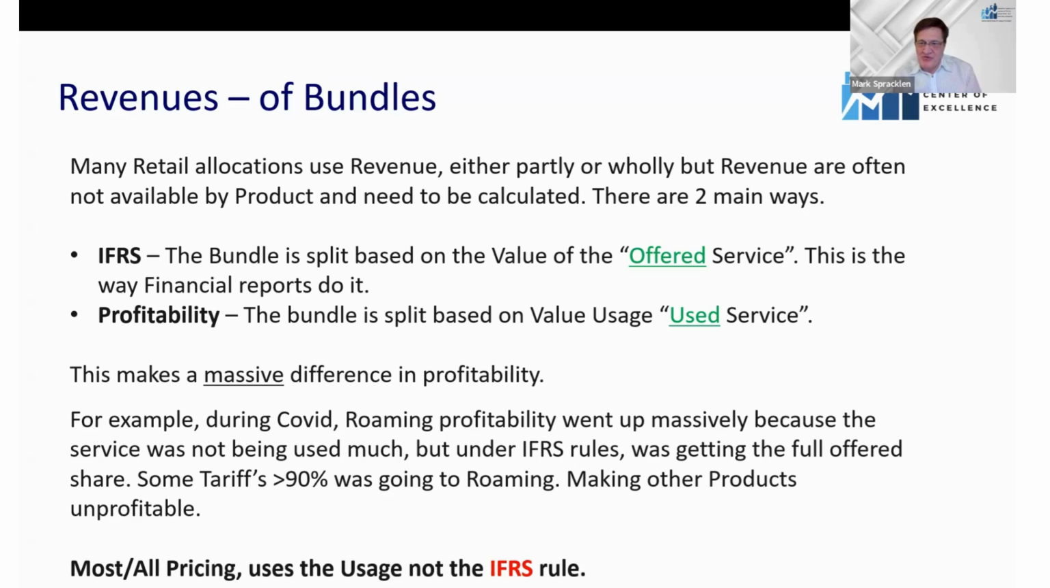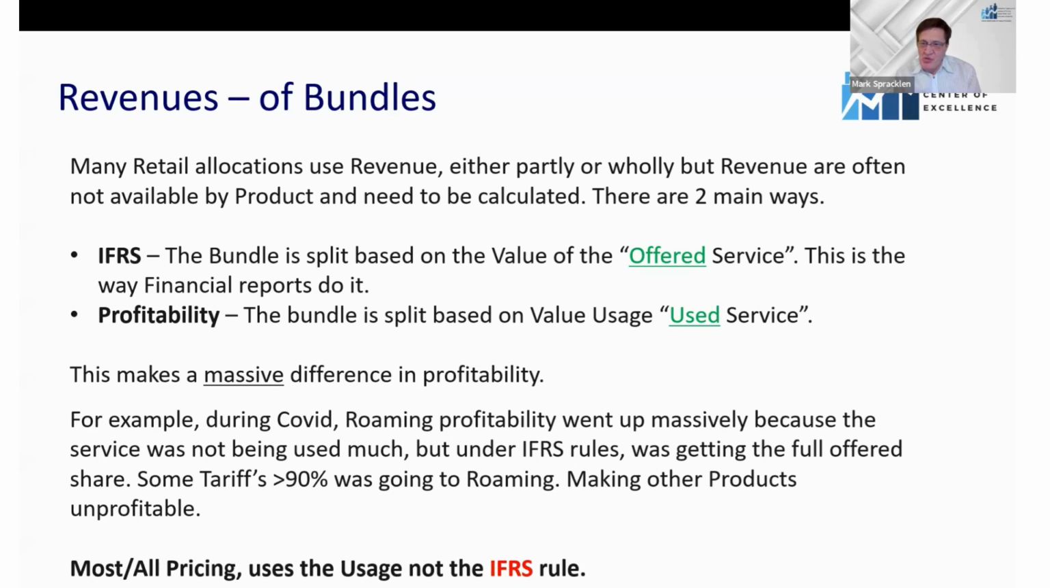And what we found was that the profitability of roaming, roaming is when you go to another country abroad and you have to pay these ridiculously high fees for using another network. What we found was the profitability of roaming went up substantially during COVID. But during COVID, hardly anyone was traveling. So for a start, we weren't expecting profitability to go up, but we weren't expecting it to go up massively. And then we found out it was because finance switched from using the old usage-based rules to new IFRS rules.